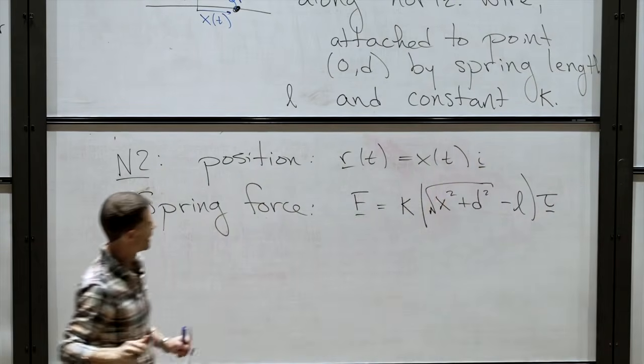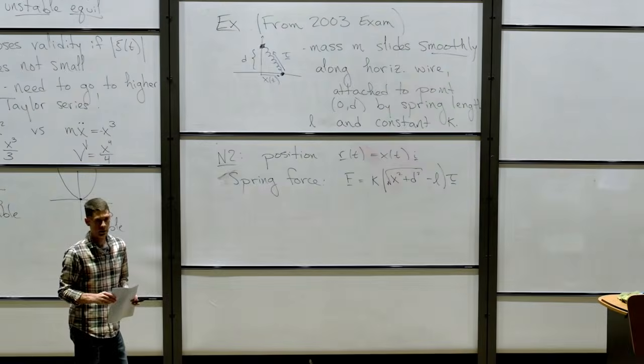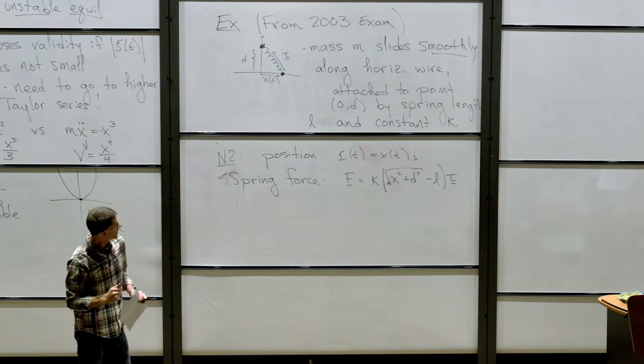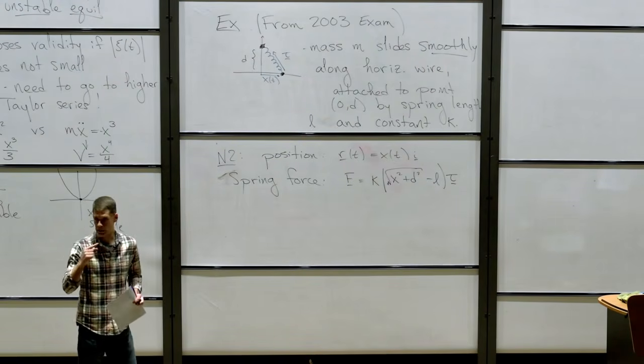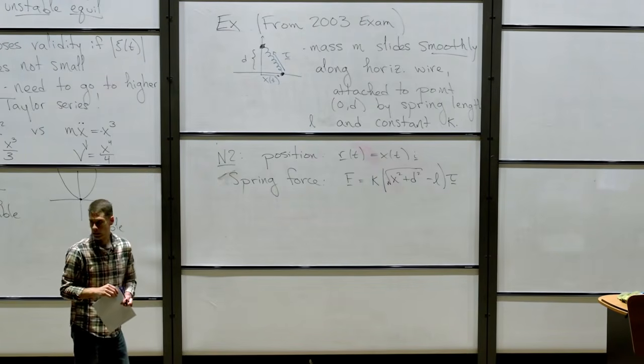Now let's think about, do I have that sign right? If root x squared minus d squared is greater than L, I've drawn tau pointing that way, then the spring force is pulling on the mass that way. So that's correct. Okay, but what is tau?